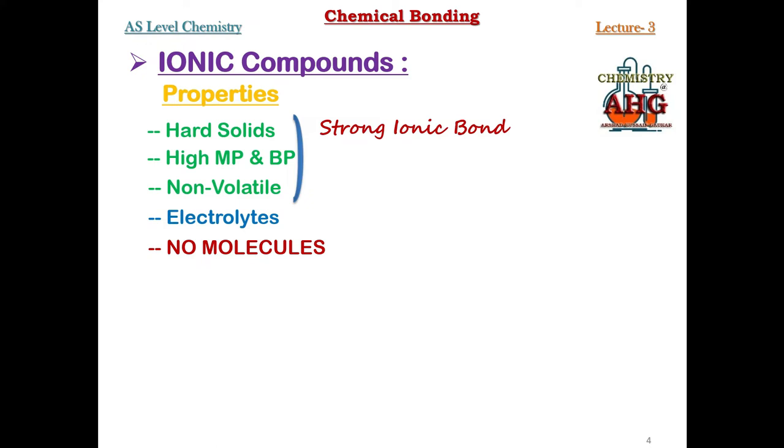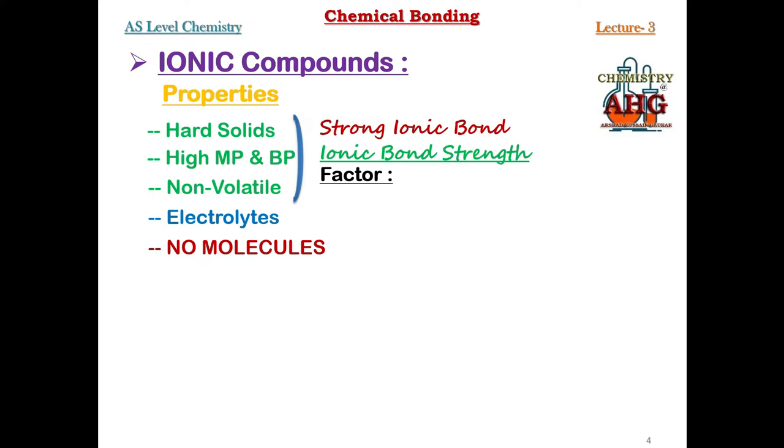So this is the simple reason why ionic compounds are hard solids, have high melting and boiling points, and are non-volatile. But again, next you must remember: do all ionic compounds have the same strength of ionic bond? No. So we must remember which ionic compound would have comparatively more strength and which would have comparatively lesser strength. For that purpose, you must remember that the strength of an ionic bond depends on a factor.